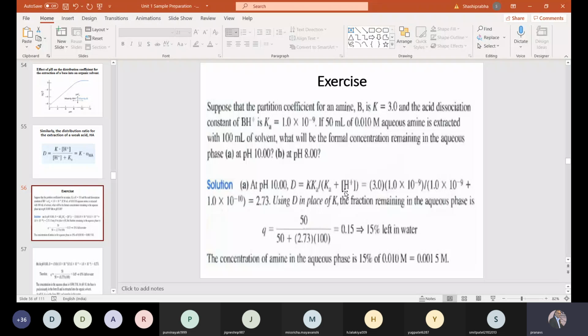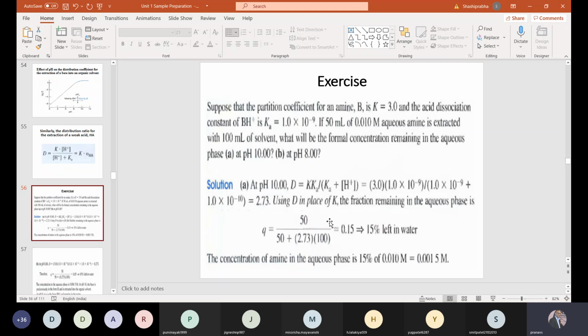If we just work this out, we find that the D value is now 2.73. It is less than the K value, which is 3. From this one can very easily surmise that D will be either equal to or less than K. That is what one can surmise from this calculation.